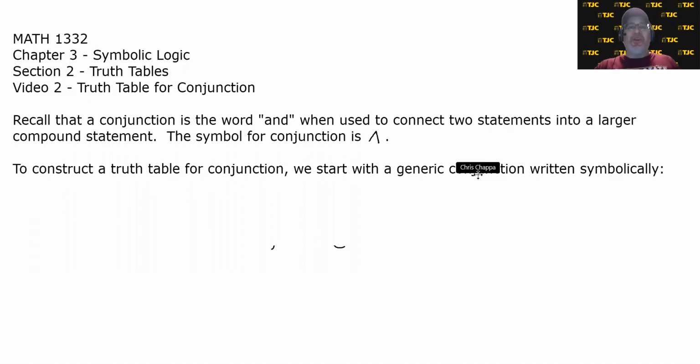To construct a truth table for conjunction, we start with a generic conjunction written symbolically. So we need two simple statements. Well, we'll use P and Q. Those are our generic pair of simple statements. And between them, we'll put the symbol for conjunction. So we're going to build a truth table for that.